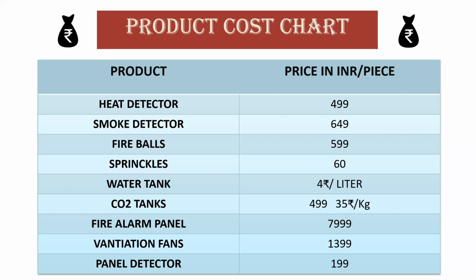water tank 4 rupees per liter, CO2 tanks is 499 or 35 rupees per kg, fire alarm panel 7999, ventilation fans 1399, panel detector is 199.